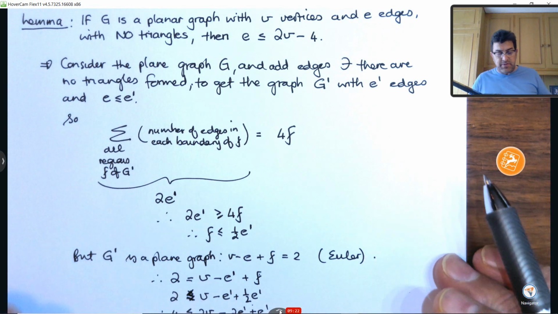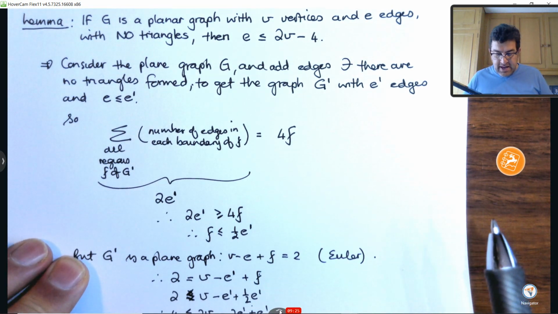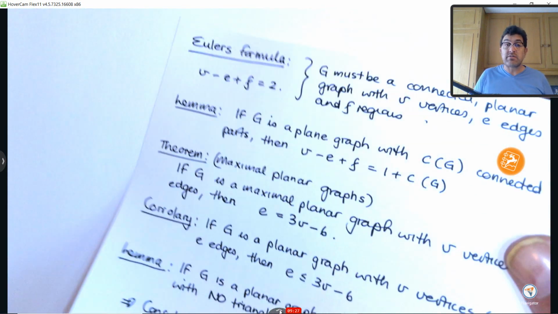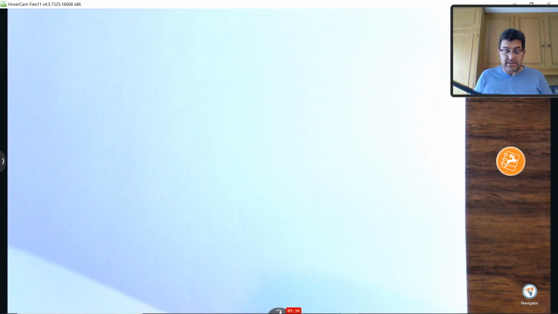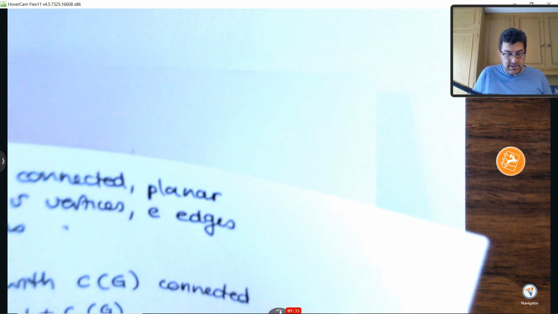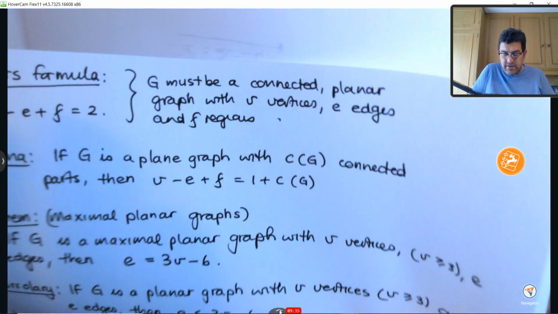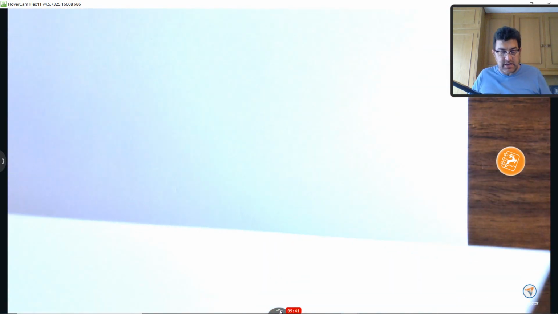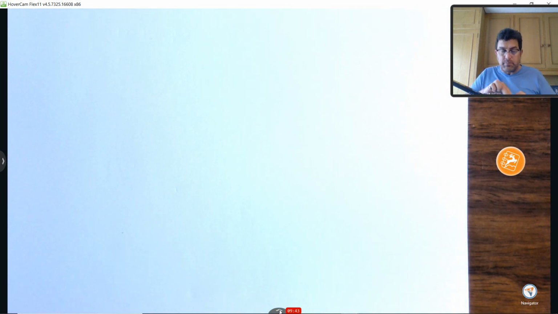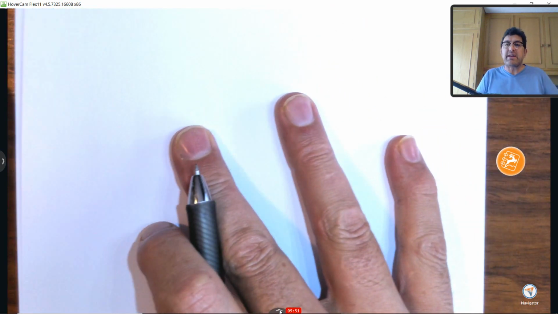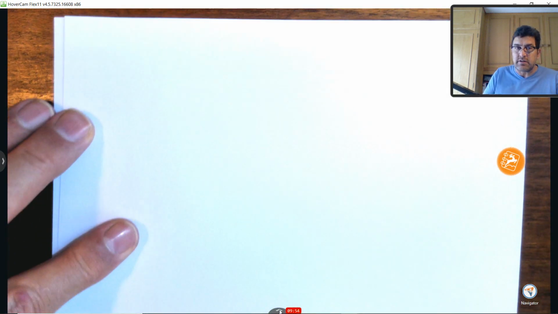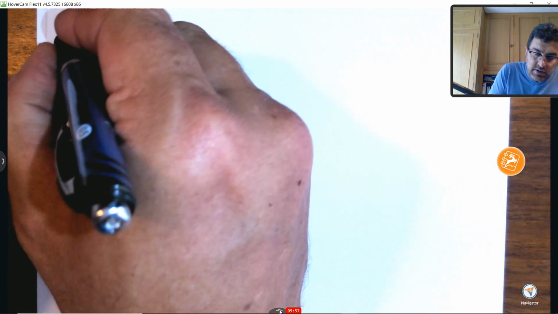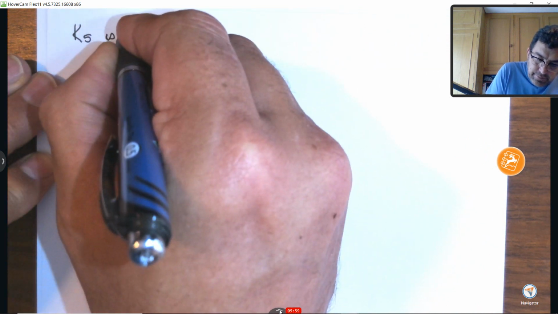Okay, now we're going to keep that in our bank, and we are going to start answering the questions that they ask us in the book. I'm just going to fold this so that we have it at hand when we look at what the book is asking us to prove. Well, the first thing that your book asks us is to prove that K5 is not planar. Okay, so let's have a look.